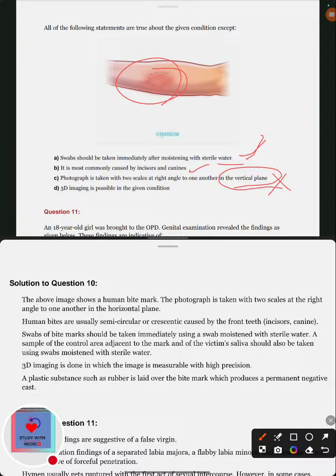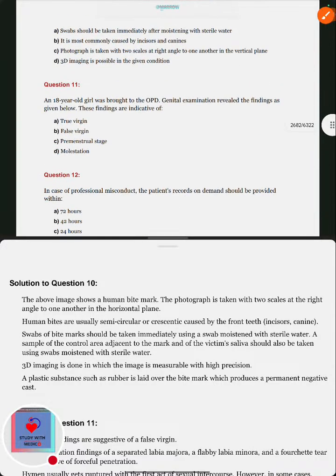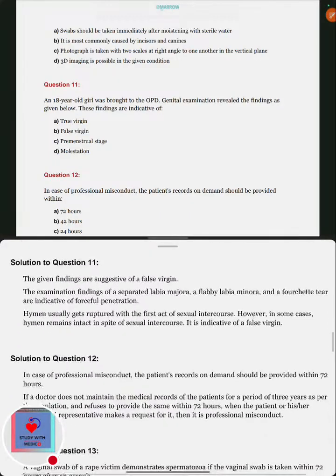So a plastic substance such as rubber is laid over the bite mark, which produces a permanent negative cast. An 18-year-old girl was brought to the police. Physical examination revealed the findings as seen below. These findings are indicative of a false virgin.